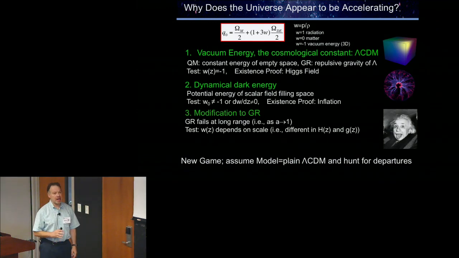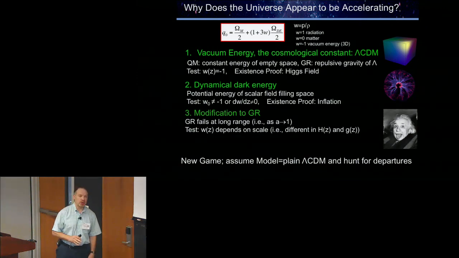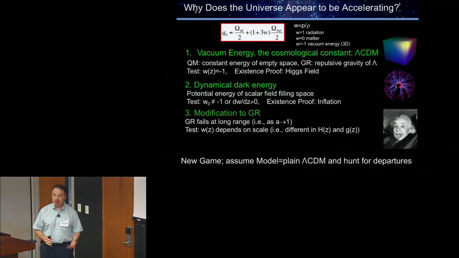And it has some preference for simplicity, but mostly I would say it's easy to calculate. Easy to calculate is good because when you want to do an observational test, you can then calculate what your observational test should look like in Model 1. And so the way we play the game now is we assume plain vanilla lambda CDM, which is to say really option 1, and then we look for departures. We look to see, does that really fit the data?